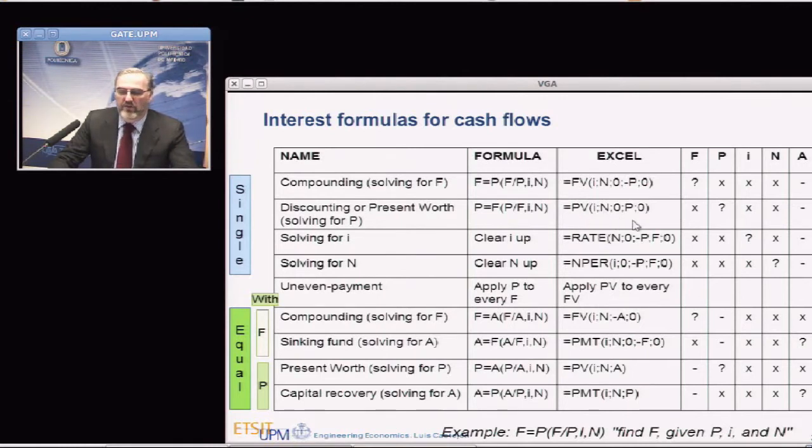But we can solve other problems. For example, in single payment, we know the future value, we know the present value, we know the number of years, but sometimes we need to solve for I. So what's the interest rate that makes a present value equal to a future value? This is the kind of problem we solve with economic equivalence, as you remember. So that formula in Excel is RATE. In Spanish it will be TASA, rate.